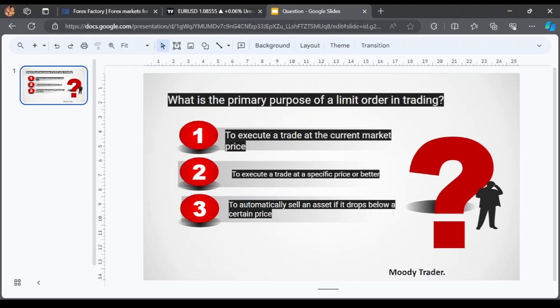So yeah, the question for today is: what is the primary purpose of a limit order in trading? The first option is to execute a trade at the current market price. The second option is to execute a trade at a specific price or better. The third option is to automatically sell an asset if it drops below a certain price.